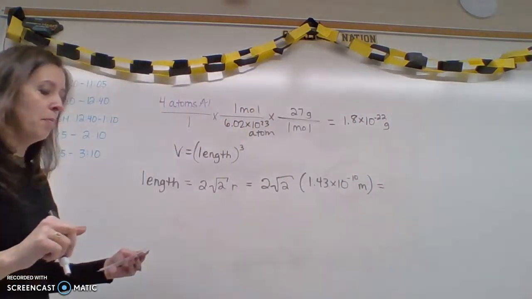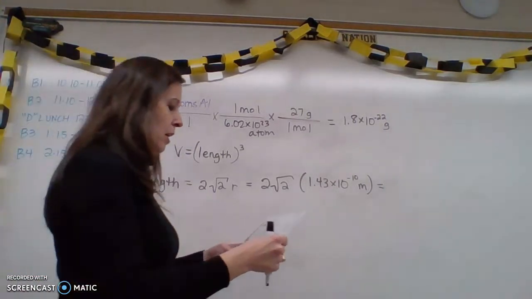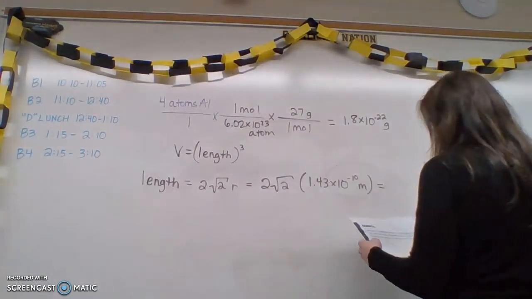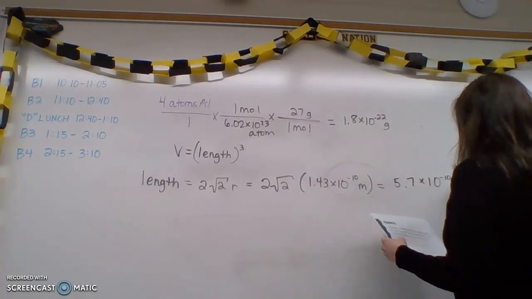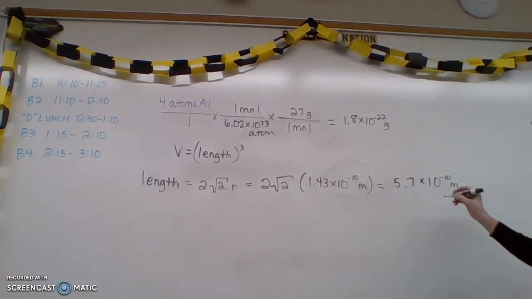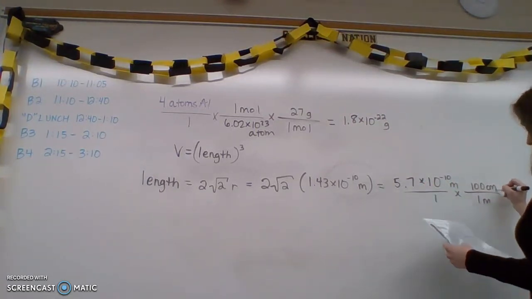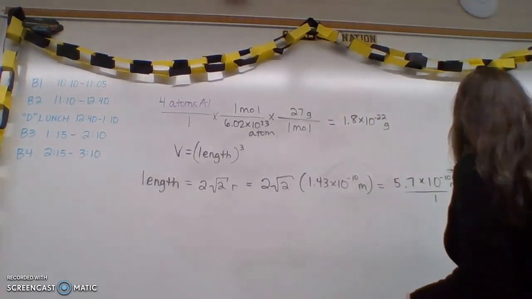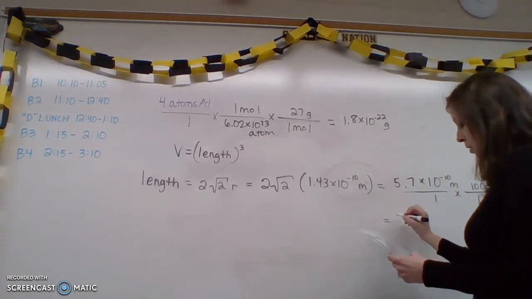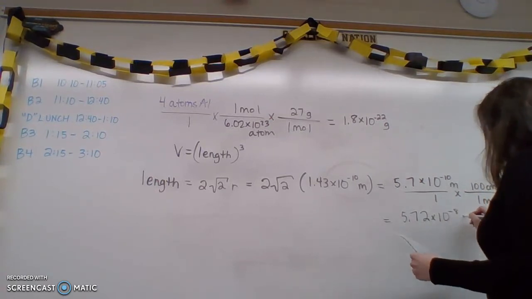And so now I want you to look at something that I did there, okay? When you're finding length, I converted length to meters just to make my life easier. Because when I did all of that, I ended up with 5.7 times 10 to the negative 10 meters. And I can quickly convert that to centimeters. 1 meter, 100 centimeters. Is this going off? Oh, this is going off. Hold on. Let me write it underneath then. This is going to equal 5.72 times 10 to the negative 8 centimeters.